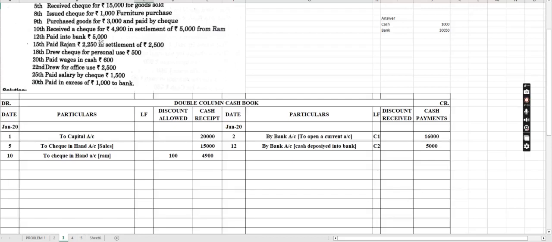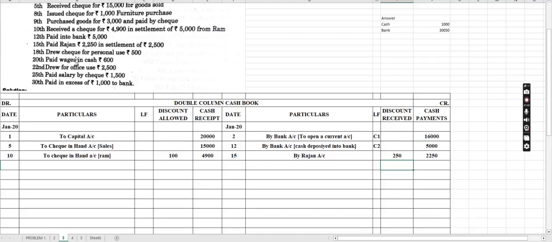where did we stop? Paid into cash. Okay, next 15th, paid Rajan 2,250 rupees in settlement of 2,500 rupees. We considered this as a cash transaction because they did not say by Rajan account. Okay, how much we have paid? 2,250 rupees is paid. How much we should have paid? 2,500 rupees. What is the difference? 250 rupees is the difference that we considered that he has given us a discount.